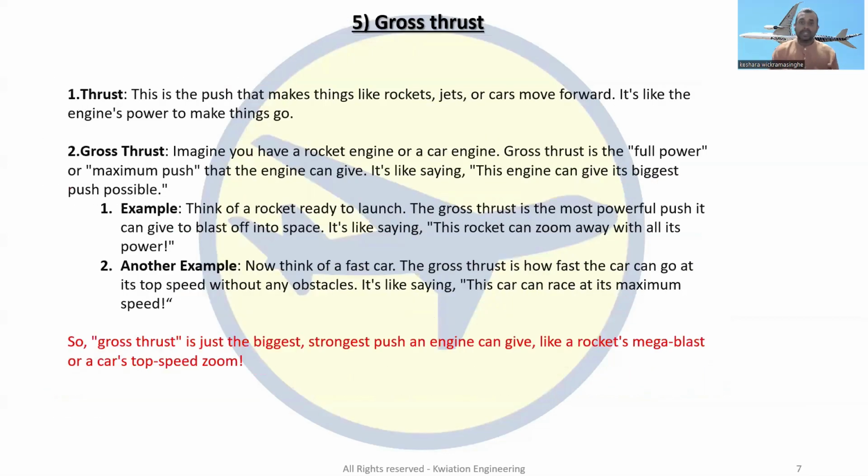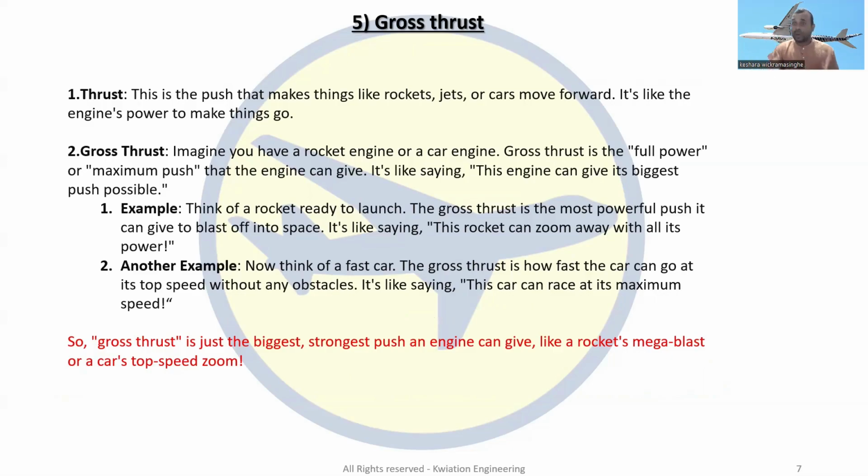All right, let's go to the next one: gross thrust. Thrust is the push that makes things like rockets, jets, or cars move forward. It's like the engine power to make things go. We discussed that before. So now, the gross thrust.